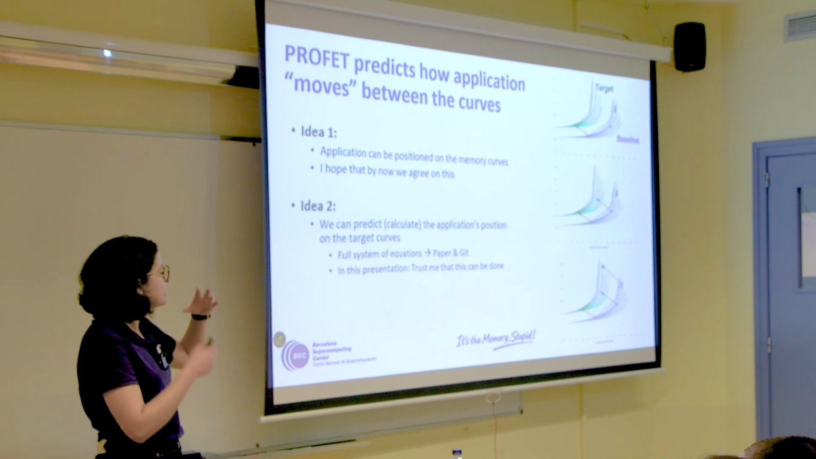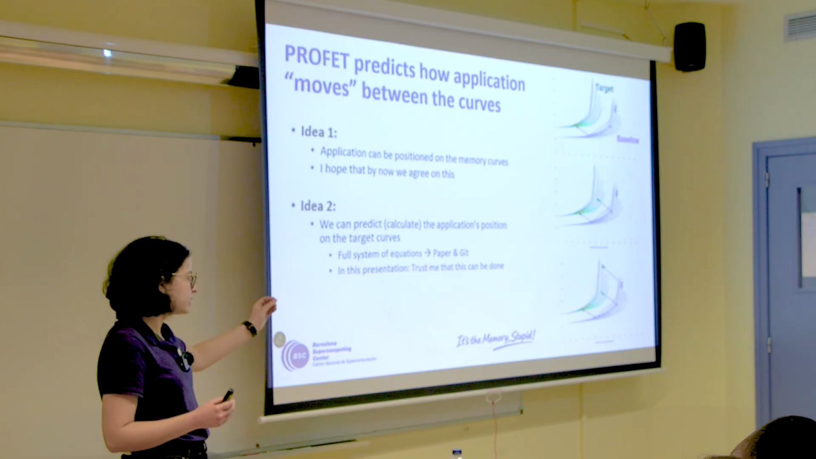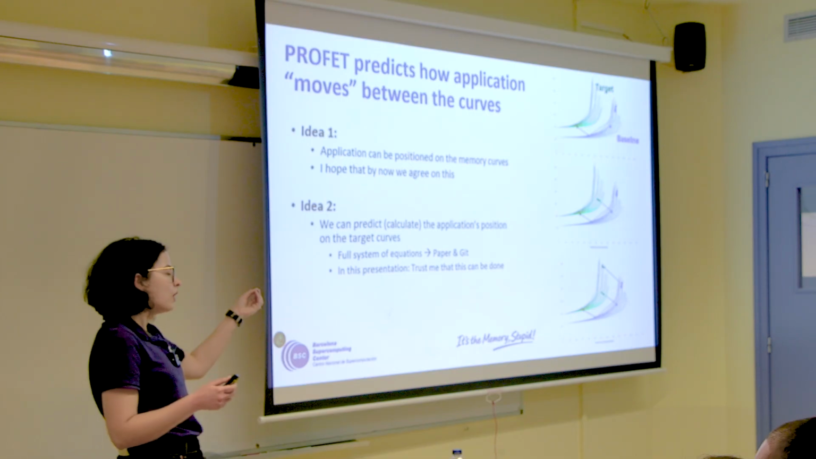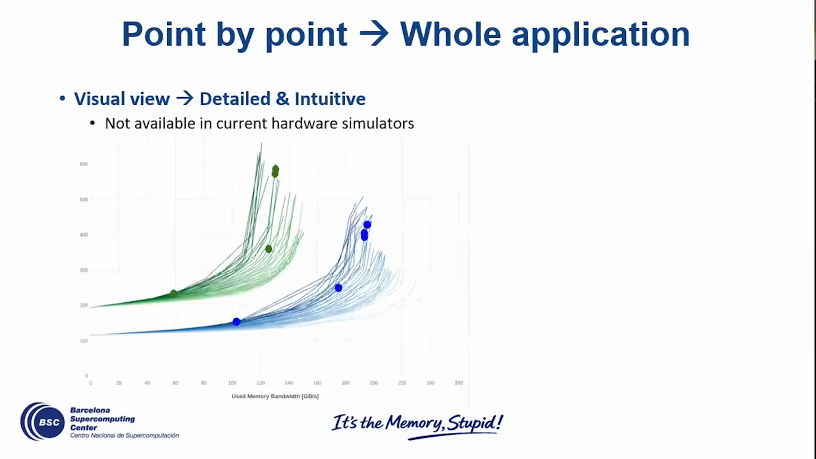And this is the main idea of PROFET, moving from one curve to another. So we predict where that dot would be on the target family of curves. And in the end, you have all the dots that you profiled in this system predicted in the other system. So you profile everything on baseline, and PROFET will predict on the target system. So this is the first output you can get from PROFET. Again, this is one example.